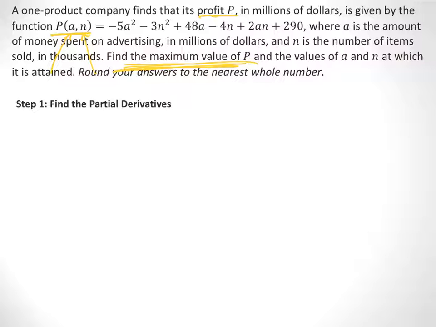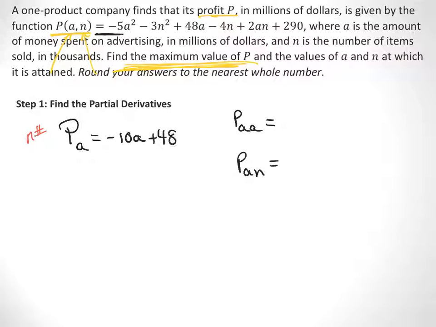The first step is going to be to find all the partial derivatives. So we're going to find the profit with respect to A, and then we're going to do the double partial with respect to A, and then the double mixed partial of AN. So with respect to A, we're working up here with this function. The first term gives us negative 10A, and the second term gives us 0 because N is a number. Remember, when we take the derivative with respect to one variable, the other one is considered a number. The third term is going to give us 48. The next term, minus 4N, goes to a number. 2AN goes to 2N. And 290 goes to 0.